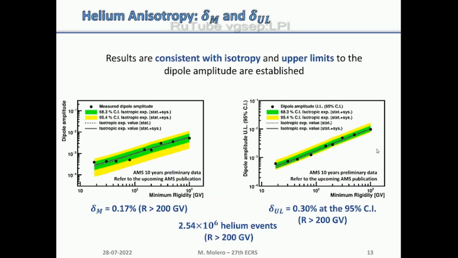If we follow the same scheme as I explained before, we can compute the dipole anisotropy. What I show here is the dipole amplitude, where again the data points are the black dots, the green and yellow bands correspond to the 1 and 2 sigmas, and the dashed and solid lines to the isotropic expectation values with the statistical and the statistical plus systematic errors. Again, everything is consistent with isotropy, so we set limits on the dipole amplitudes. In this case, for 200 GeV, we have a limit of 3 per mil for helium and a dipole amplitude of 1.7 per mil.